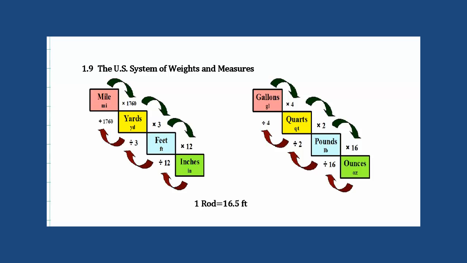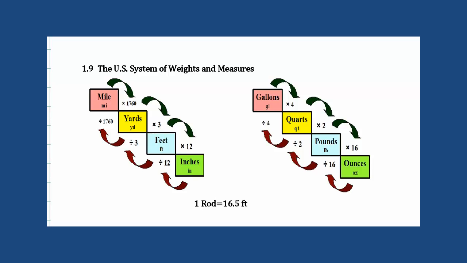The same applies here to change between units of capacity and weight. To change from gallons to quarts, you should multiply by 4. From quarts to pints, you must multiply by 2. From pounds to ounces, you must multiply by 16. And if you change from a smaller unit to a larger one, you should divide by the same factors.